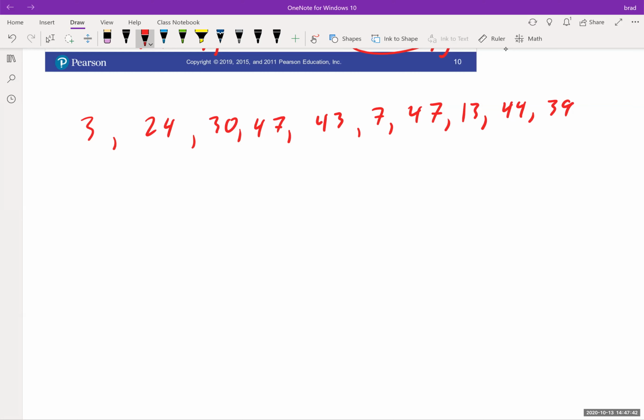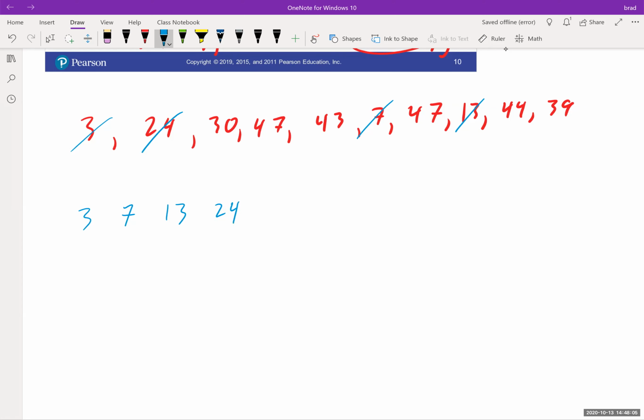I want to just practice using the range rule of thumb. So let's arrange these in order from smallest to biggest. Okay. So we have 3. What's the next smallest? 7. I'm not even going to use commas. We have 3, 7. What's the next one? 13. What is the next one? 24.